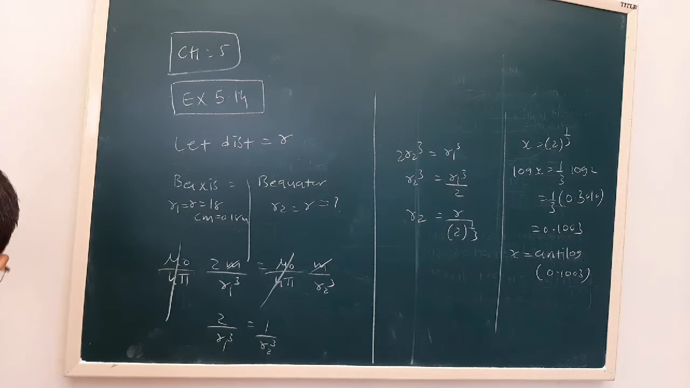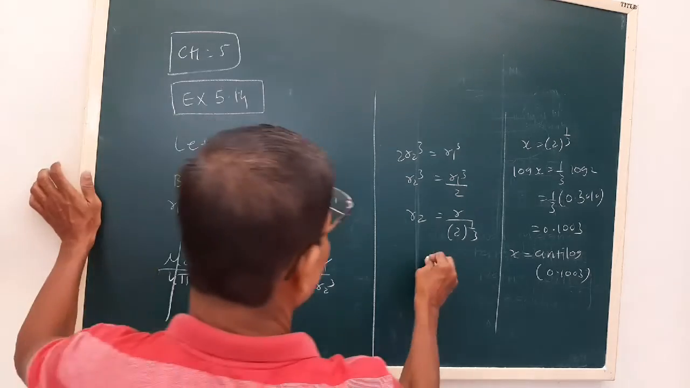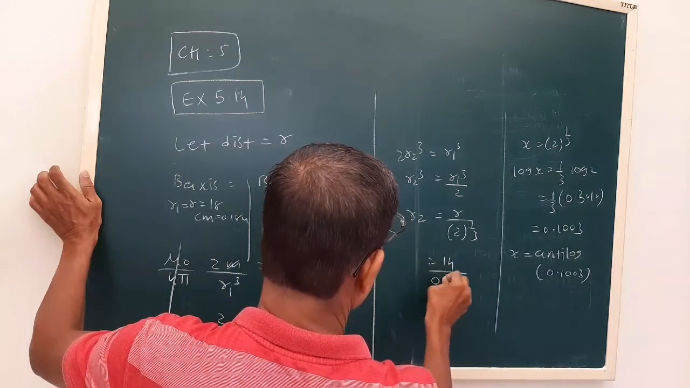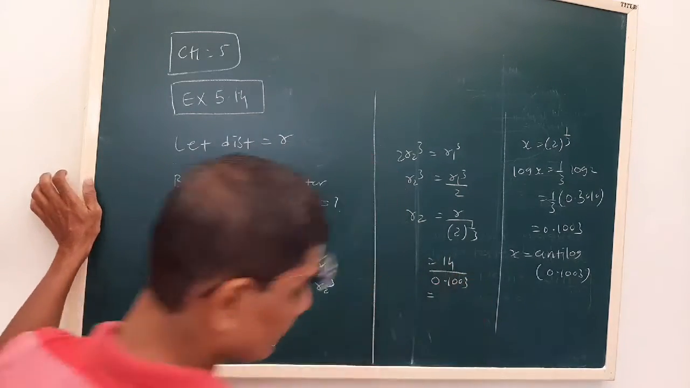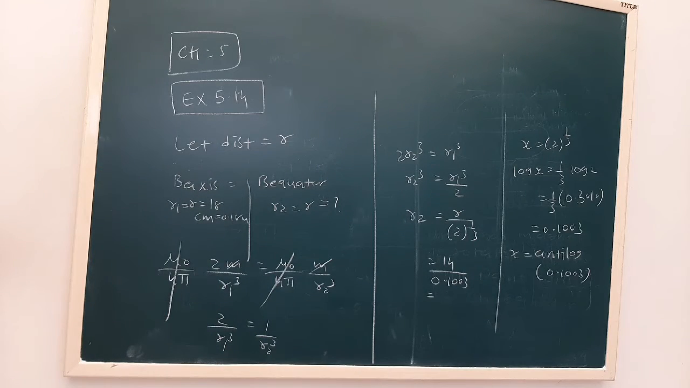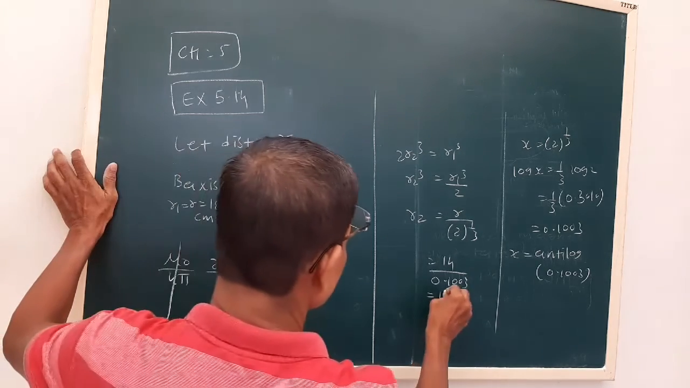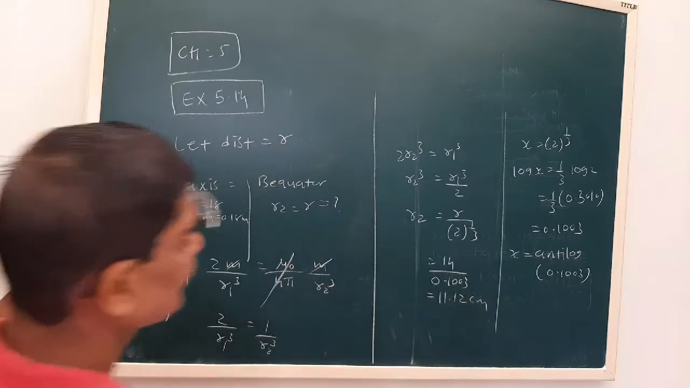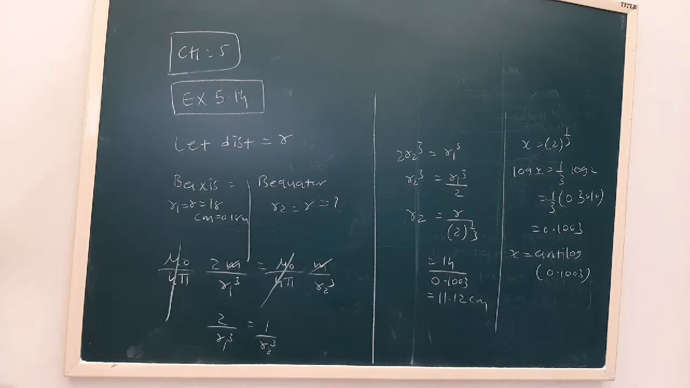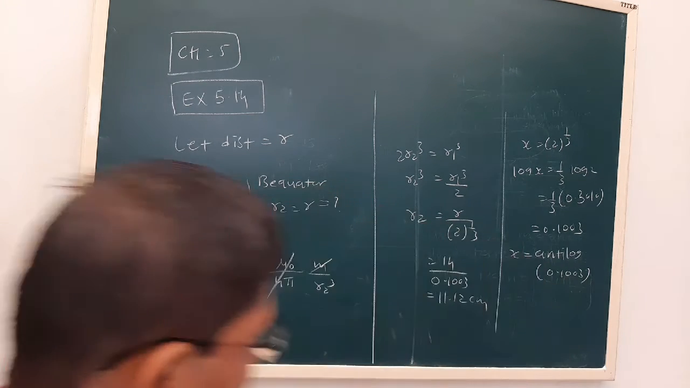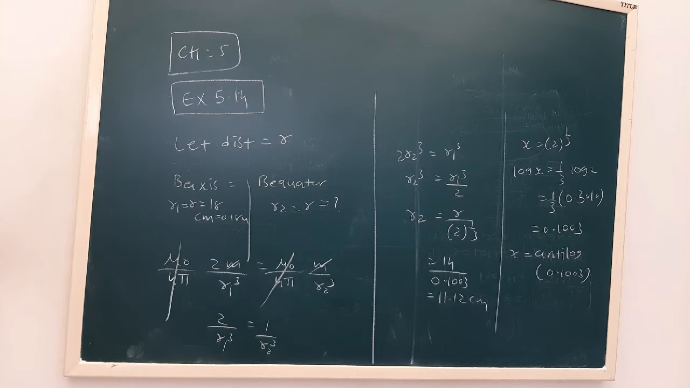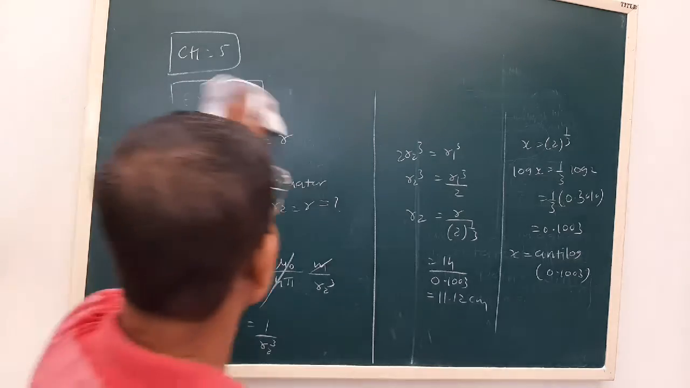Now R is 14 centimeter, so we'll get the value as 11 point something. So this is how we can solve. This one is very interesting and important for the exam point of view also. Now see our next sum, that is exercise sum number 5.50.